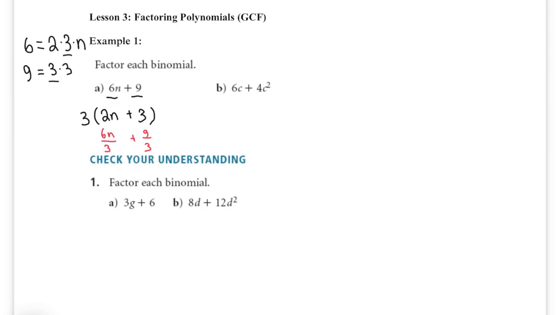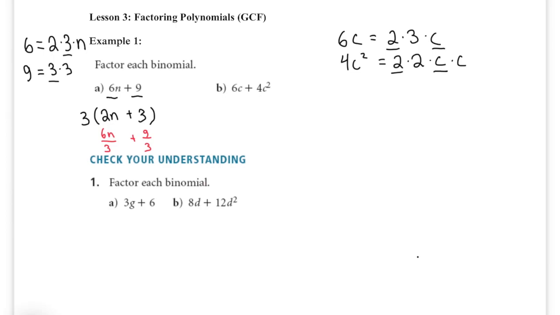Okay, here we're looking at 6c plus 4c squared. So again, some of you by now may even be able to see what the greatest common factor is, but if not, just break everything down. So 6c is 2 times 3 times c, and 4c squared is 2 times 2 times c times c. Okay, so now if you're going through each little piece, they both have a 2, so I can underline that. They do not both have a 3, but they do both have a c. And so that is our greatest common factor.